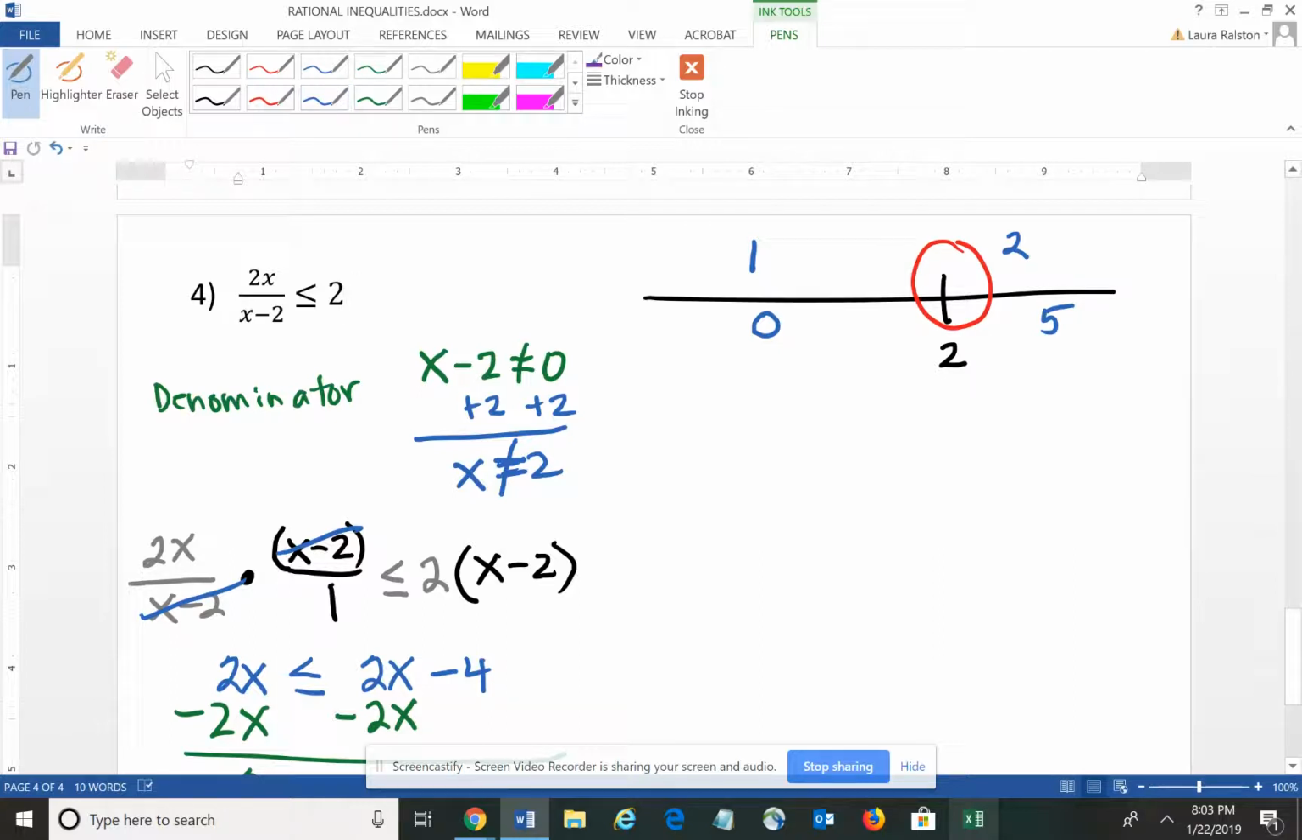So let's see, I would do 2 times 0 over 0 minus 2. We want that to be less than or equal to 2. So I would have 0 over negative 2, which is 0. And that is a true statement, because 0 is less than or equal to 2.